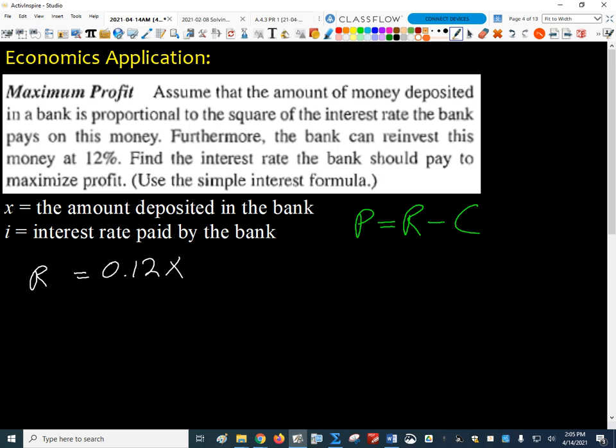Yeah. Okay, so there's my revenue: 12% times the amount of money that the bank has access to. The cost, what I'm paying out, is going to be I times the amount of money invested. Does that make sense?